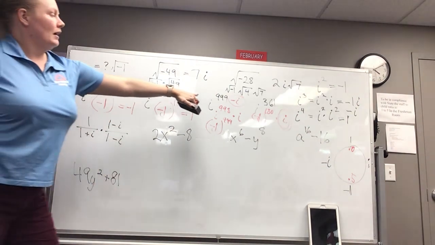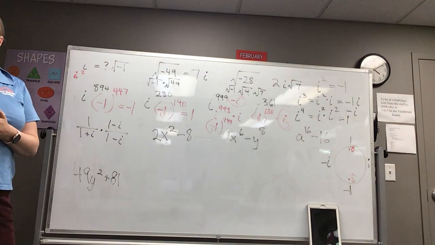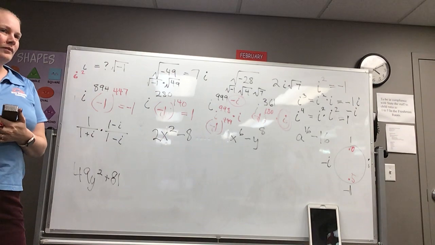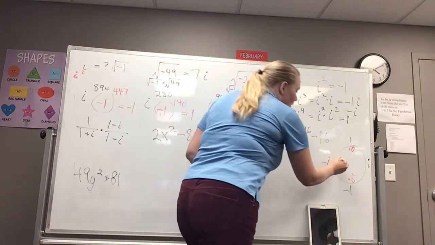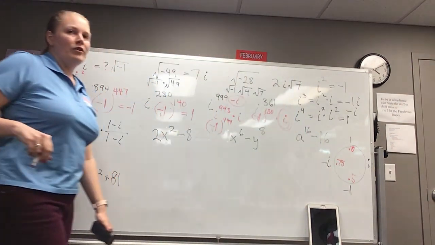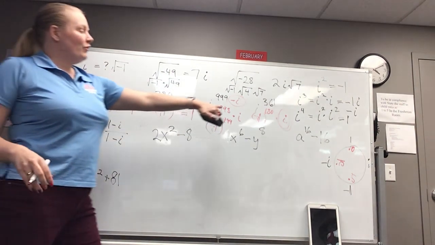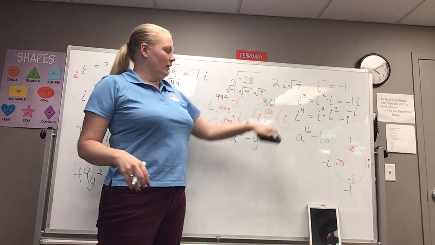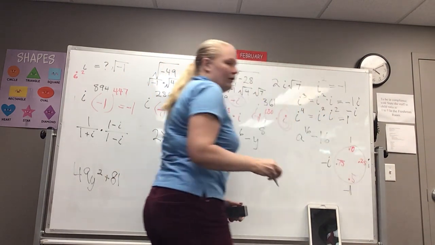How about the 999? What's 999 divided by 4? 249.75. So 0.75, that's 3/4 of the way. It almost made it to a complete loop back to 1, but it didn't quite, and that's our -i. If you divide the 361 by 4, you'll end up with 0.25, or 1/4.